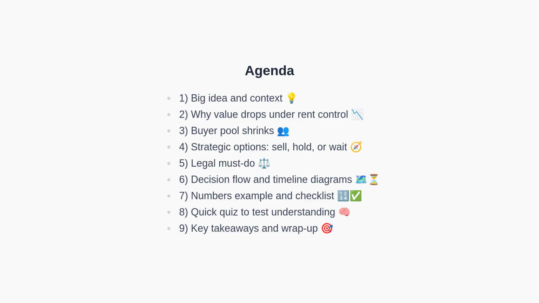In this video, we will cover 9 parts. The big idea, why value drops, how the buyer pool shrinks, 3 strategic options, the mandatory legal step, decision flow and timeline diagrams, a numbers example and checklist, a short quiz, and the key takeaways. Next, let's set the stage with the core concept behind falling valuations when rents are far below market.